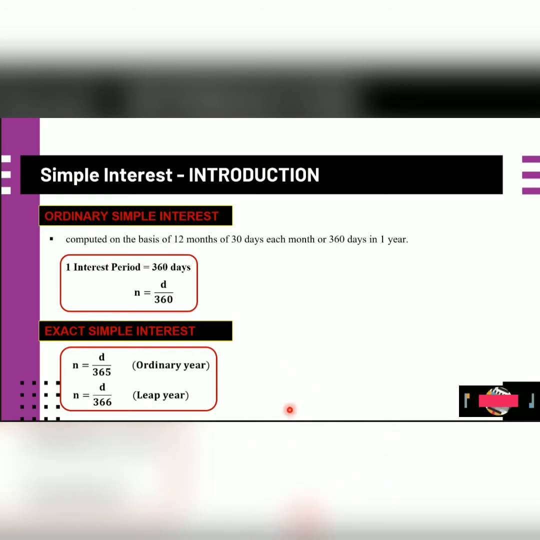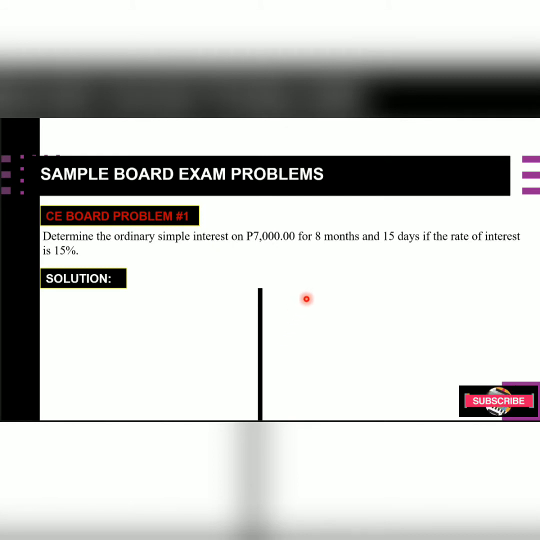Okay, so we are going to proceed now to the sample problem, which is a board exam problem. Here we have to determine the ordinary simple interest on 7,000 pesos for 8 months and 15 days if the rate of interest is 15%. First you have to consider what kind of simple interest this is. This is an ordinary simple interest.